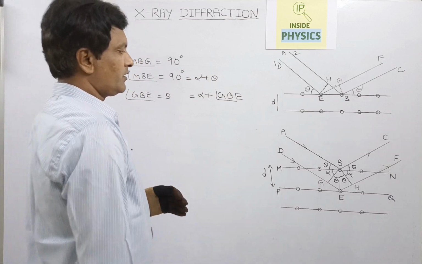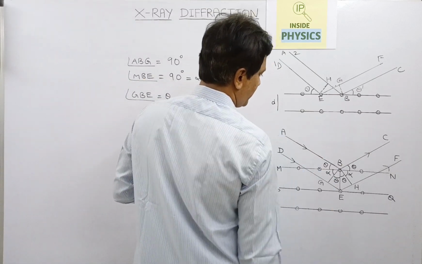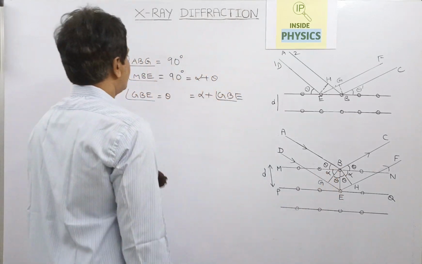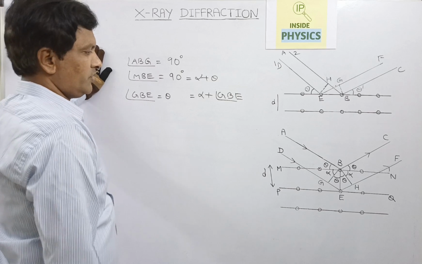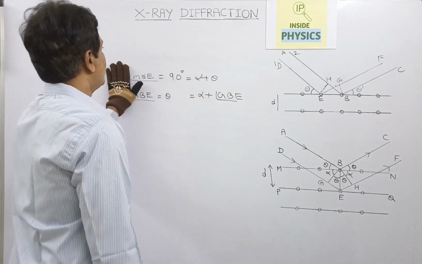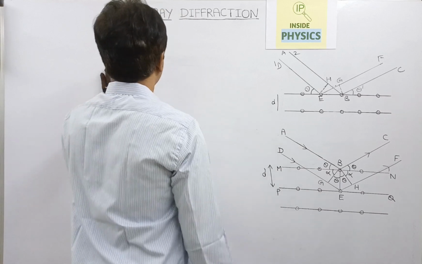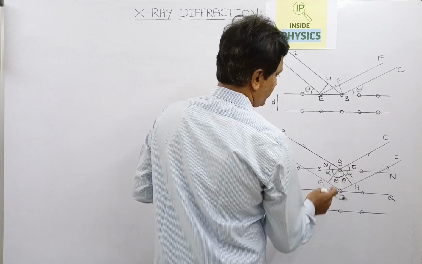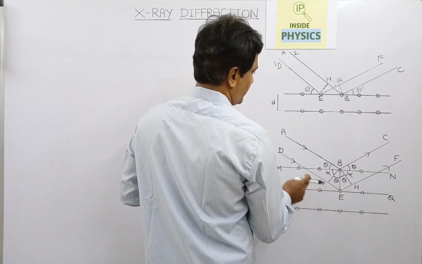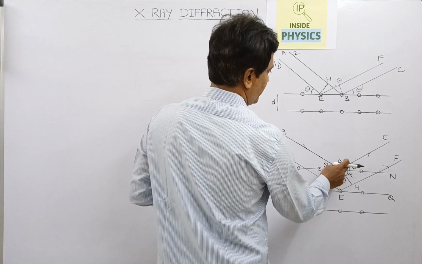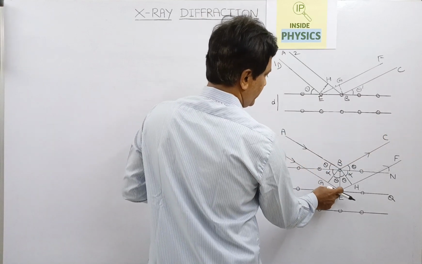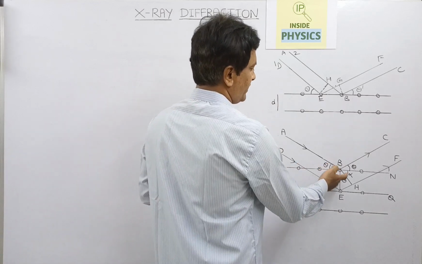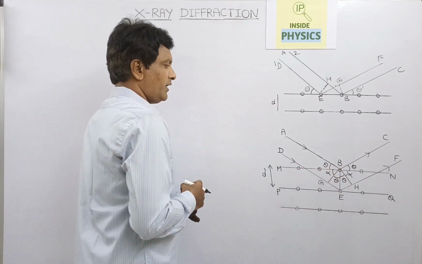You can understand the incident and reflection pattern and how the angles are being taken. So the main concept here is, first of all, what we need to understand is the path difference between these two rays, the first reflection and the second reflection. The first ray is incident at B and reflected, the second ray is incident at E and reflected. So there must be a path difference because they are being reflected from different lattice planes.